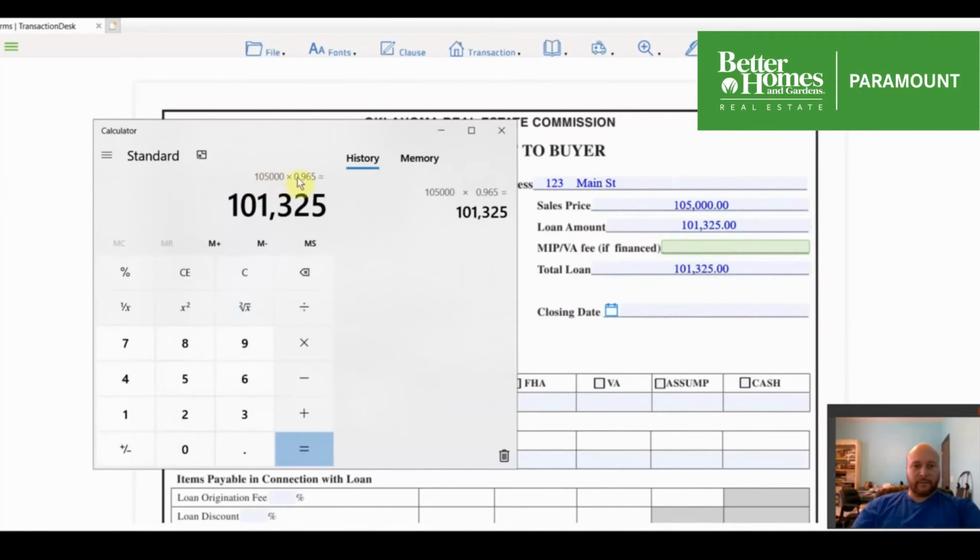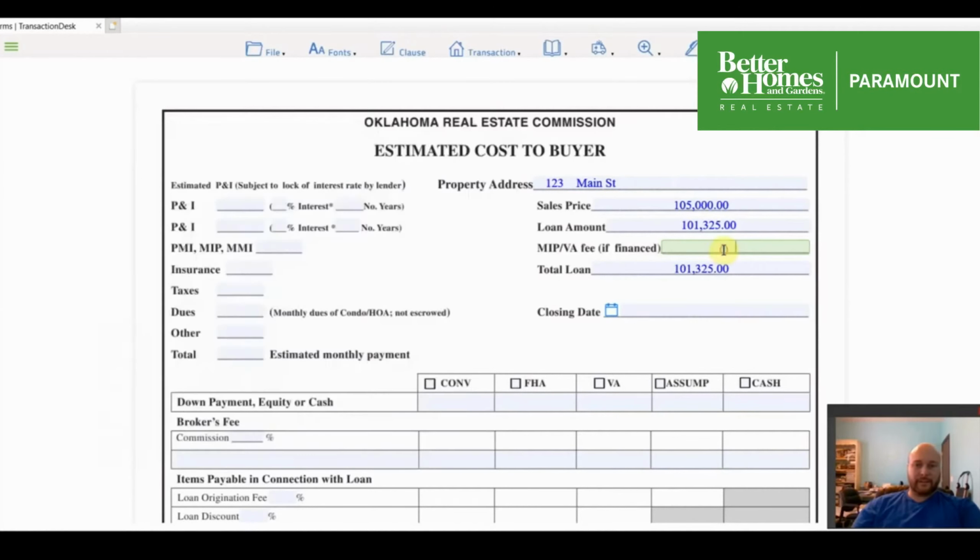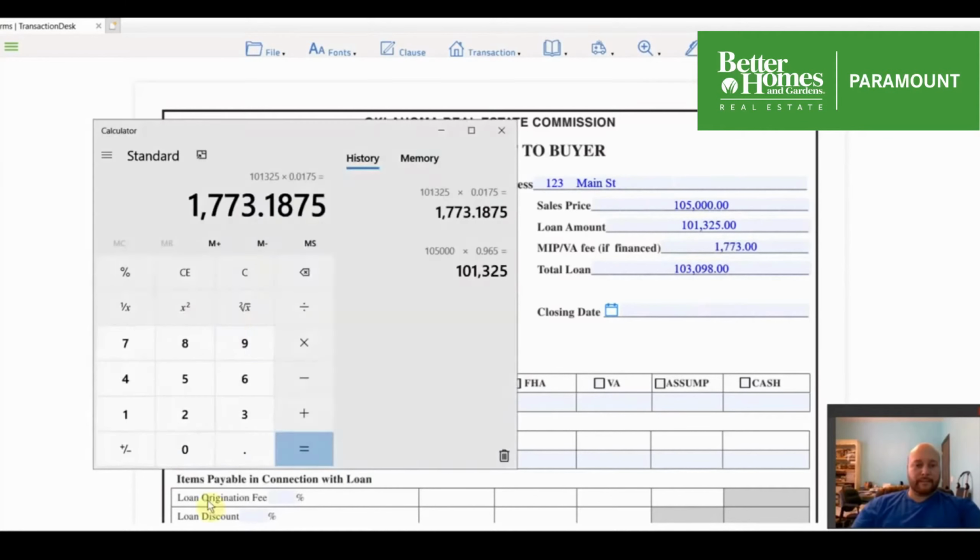So after you take the 105, multiply it by the 0.965, then to get the funding fee, you just take that amount right there and multiply it by 0.0175. Now always tell the customer to verify with their lender exactly what their costs are.